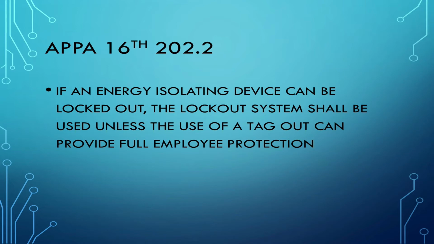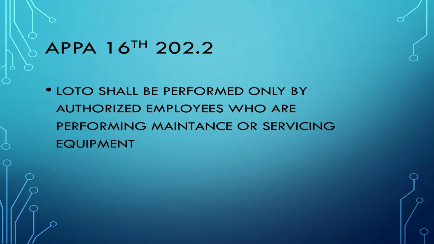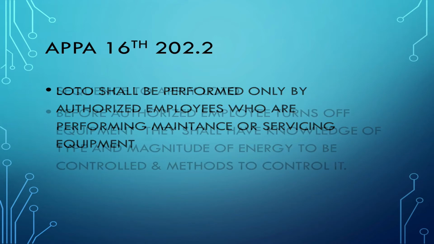It's pretty simple. If you don't have SCADA or if you don't utilize SCADA, then we go to that particular piece of equipment always and put the tag on. If you have a different procedure, we still have to have some kind of tag, some kind of worker online, some kind of something that we're going to pass information to somebody coming by that we're there. Do not operate and do not change settings. Lockout tagout shall be performed only by authorized employees who are performing maintenance or servicing equipment.